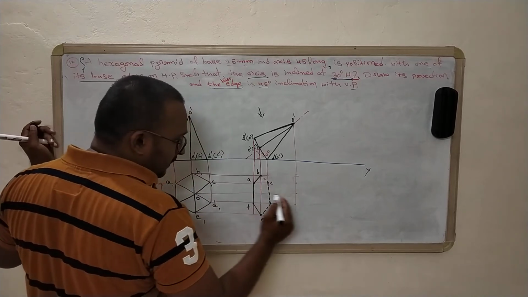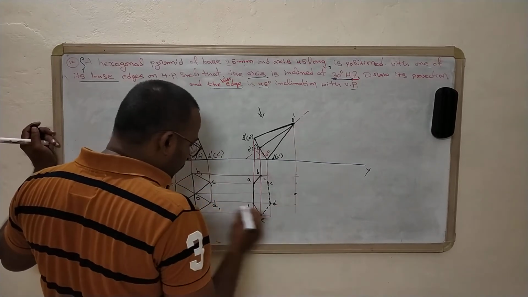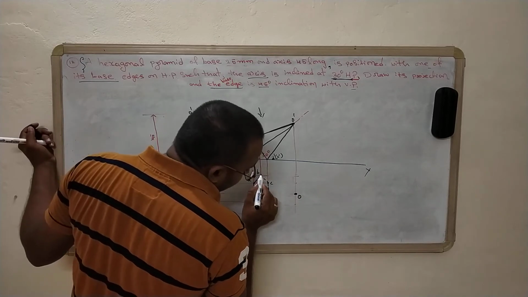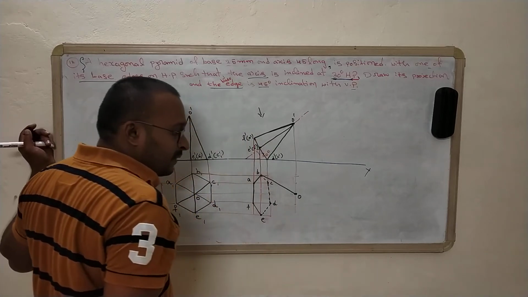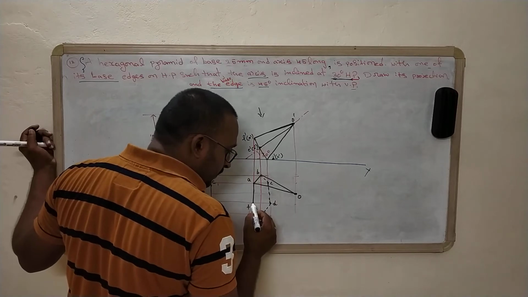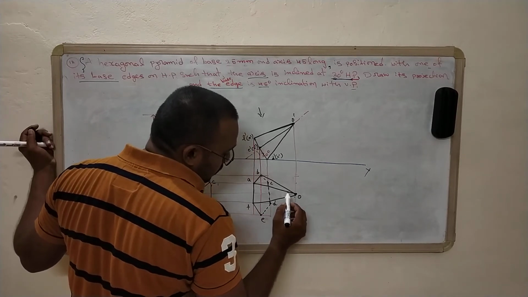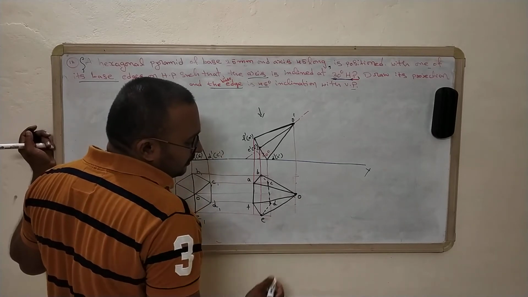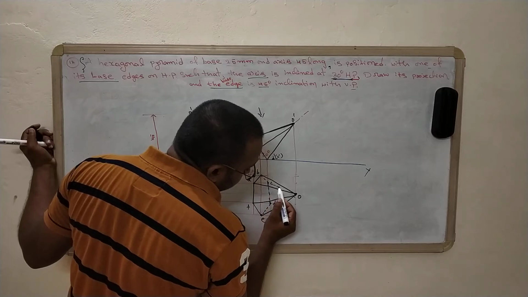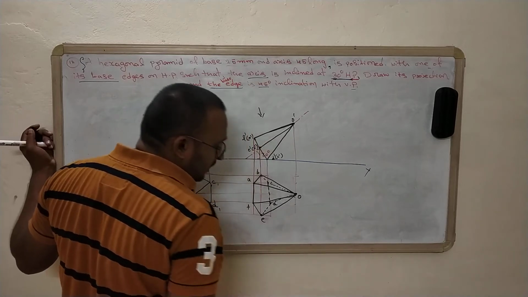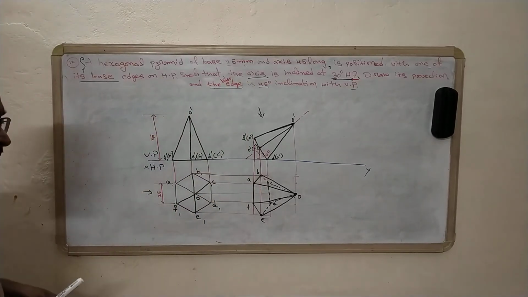Right? Then mark the center point also, that is O, O dash point is O, then combine all of them: OB, OA, that is OF, OE. OC is invisible and also OD is invisible. Now this is the top view of the given problem.